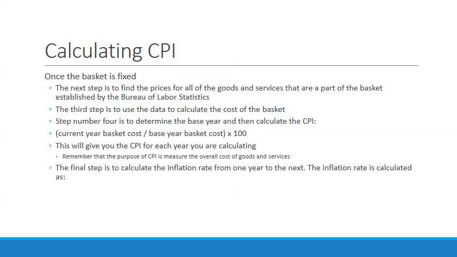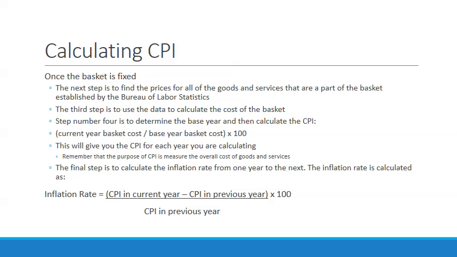Now, as a final step, we calculate inflation rates from one year to the next, and the inflation rate looks like this. It's the CPI in the current year minus the previous year, divided by the CPI in the previous year, times 100. So it's the new price minus the old, divided by the old. That gives you the percentage change in inflation rates. And we're going to actually do an example of how this breaks down.